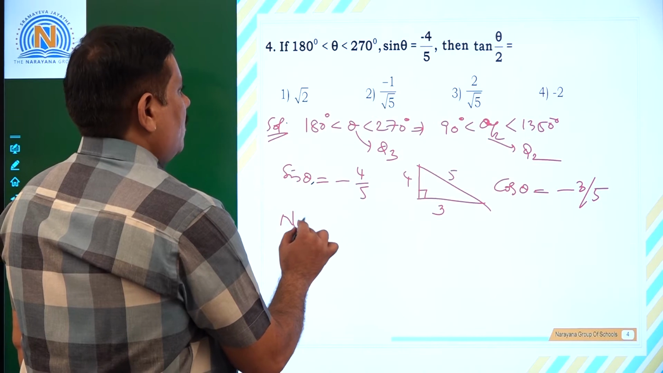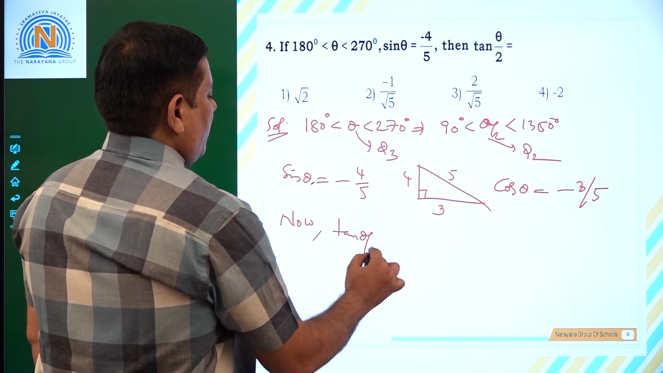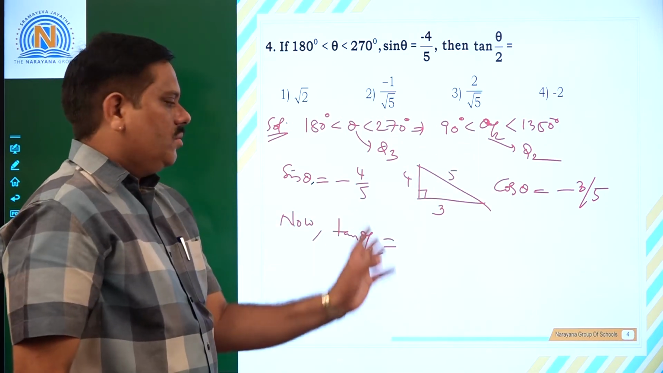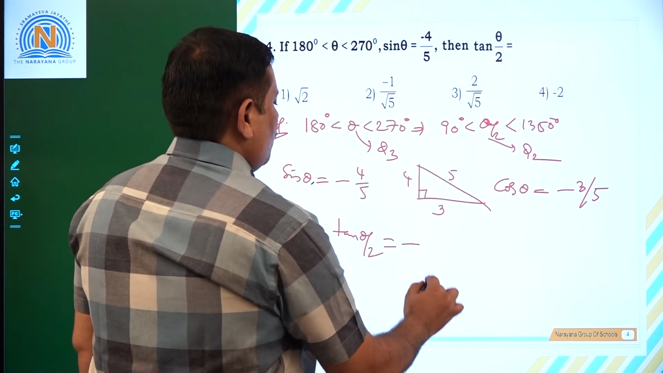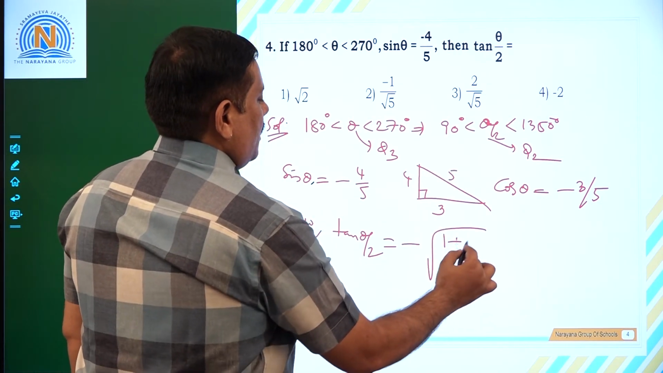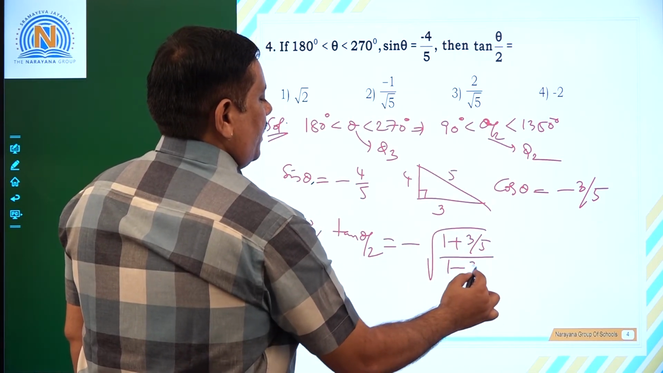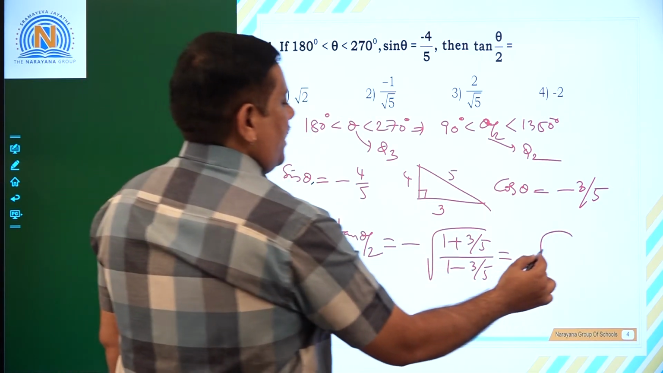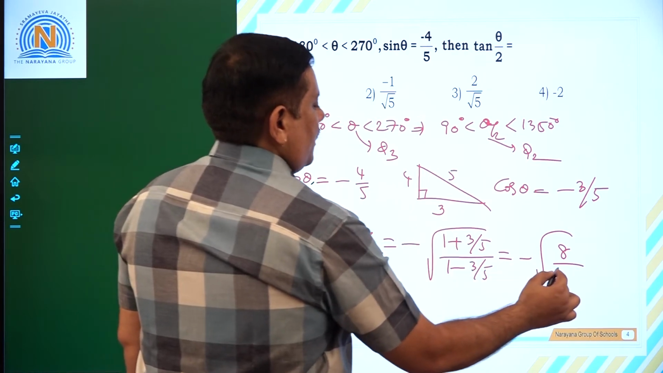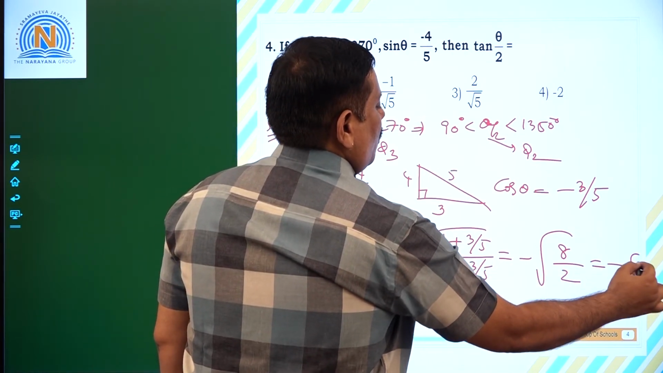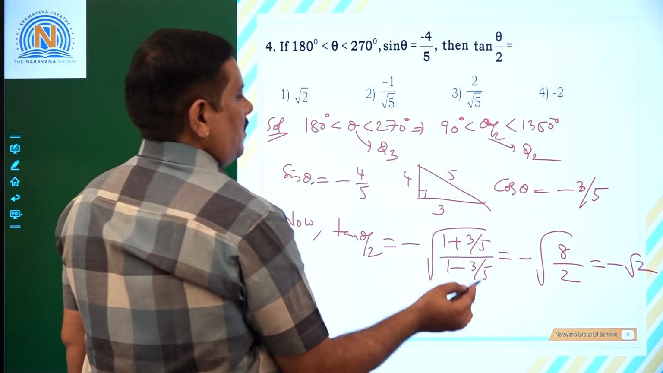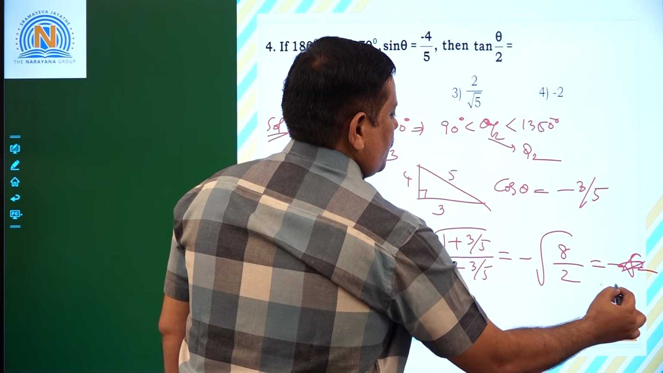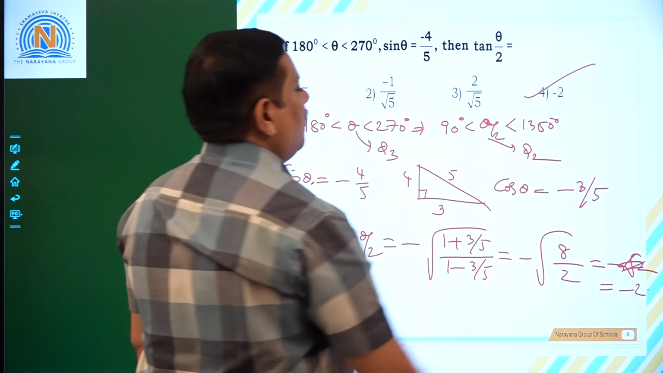Now, what do you need? Tan theta by 2, either plus or minus. Theta by 2 is in quadrant 2, so tan is negative there. So minus root over (1 minus cos theta) by (1 plus cos theta), that is (1 plus 3 by 5) by (1 minus 3 by 5). That is going to be minus root over (5 plus 3), that is 8, by 5 minus 3, that is 2. So it is root 4, sorry, minus root 4. So this is minus 2. Minus 2 is the fourth option for us.